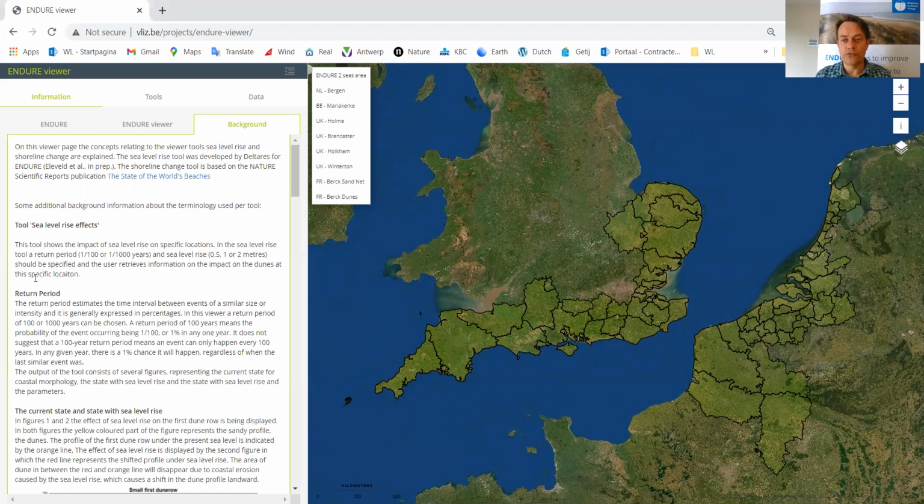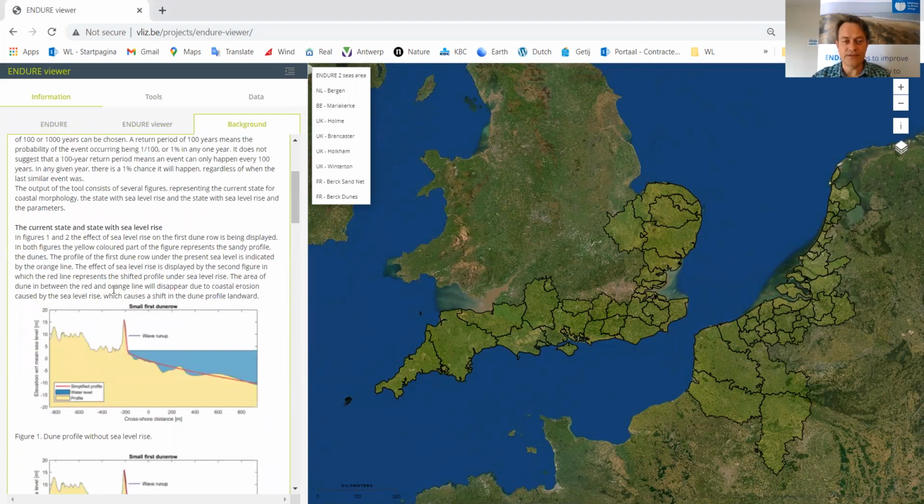So we work with 2 return periods, 1 in 100 years and 1 in 1,000 years. It does not mean that one event will happen in 100 years and then we wait another 100 years for it to happen again. It means that for each year we have a 1% probability for that event to happen, regardless of when it happened last time.